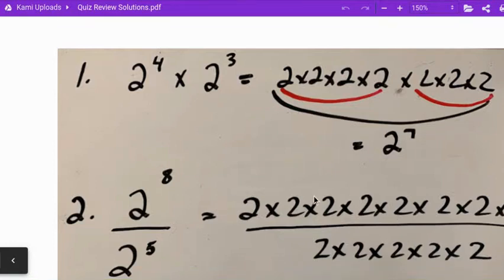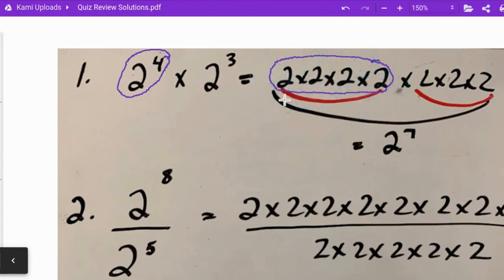Okay, so we're going to look at the solutions to the powers section of the quiz review. The basic idea with the powers is that we recognize that something like this actually means this. So when we're showing that, I think the question says, show why 2 to the 4th times 2 cubed is equal to 2 to the 7th. We want to expand it like this.